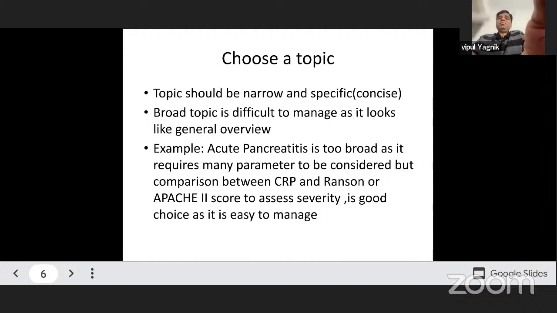But if you are specific, like a comparison between CRP and Ranson's or APACHE-2 score to assess severity, it is a good choice because you have to gather limited information and you can serially monitor that also. So while choosing a topic, keep in mind that it should be concise, brief, narrow, and very specific. A broad topic will not be readable to the audience, and it is also difficult to manage the data for it. Usually it is said that a book can't be judged by its cover, but for scientific literature it's not like that. Your title will judge your article. If your title is good and catchy, your article can be read widely. Next slide, please.